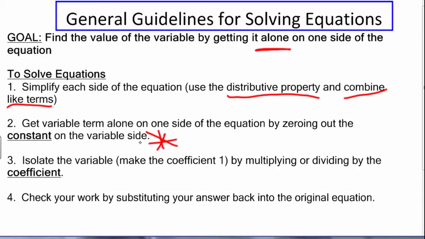And step 3, which won't be in this video, but you'll need to know for later, isolate the variable. You want to make the coefficient 1 by multiplying or dividing by that coefficient. And finally, we're going to check our work by substituting our answer back into the original equation.